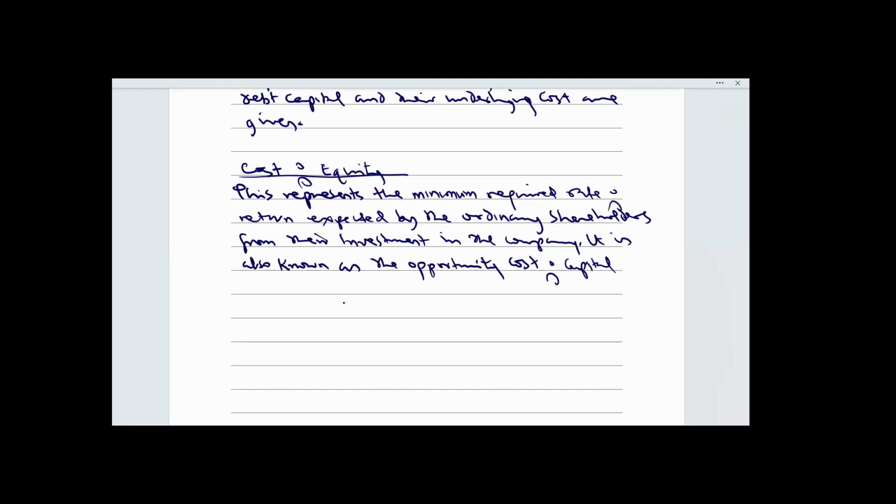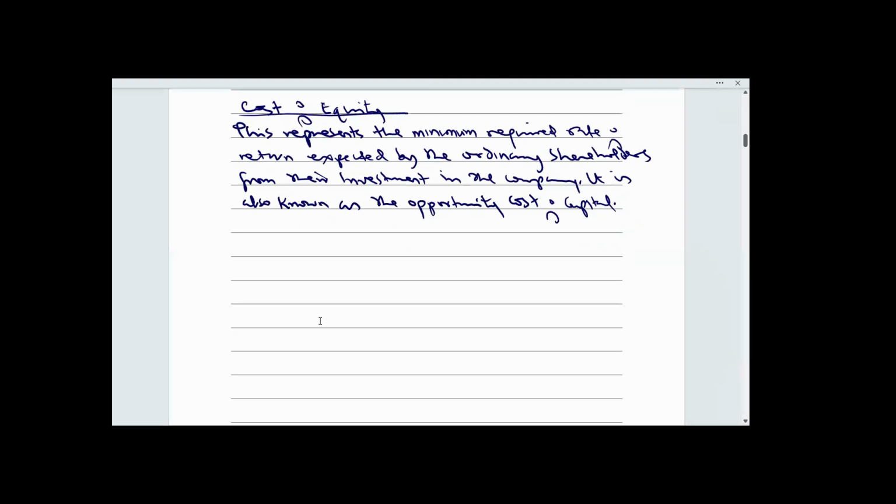It is known as the opportunity cost of capital because the owners of the business would have committed their funds or capital in other ventures, but if they decide to invest it in the company, that means they have forgone the benefit that could have accrued to them from other business activities. So it's a cost. It's an opportunity cost of capital. It's a benefit forgone as a result of investing in the company. Okay, so that is the meaning of cost of equity.